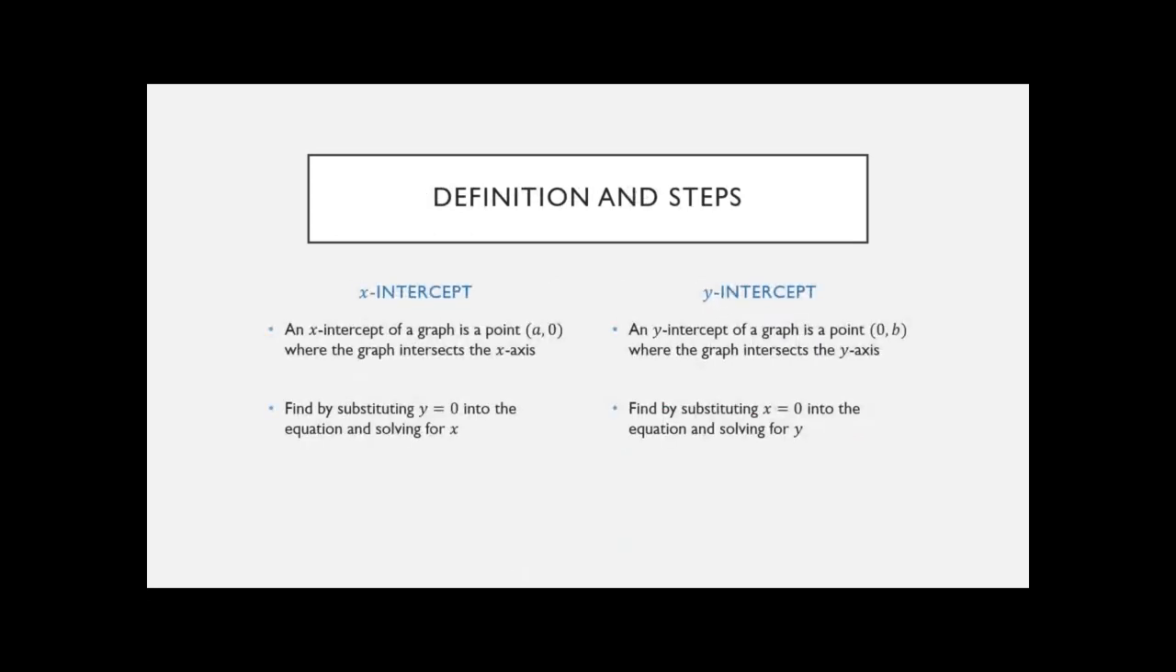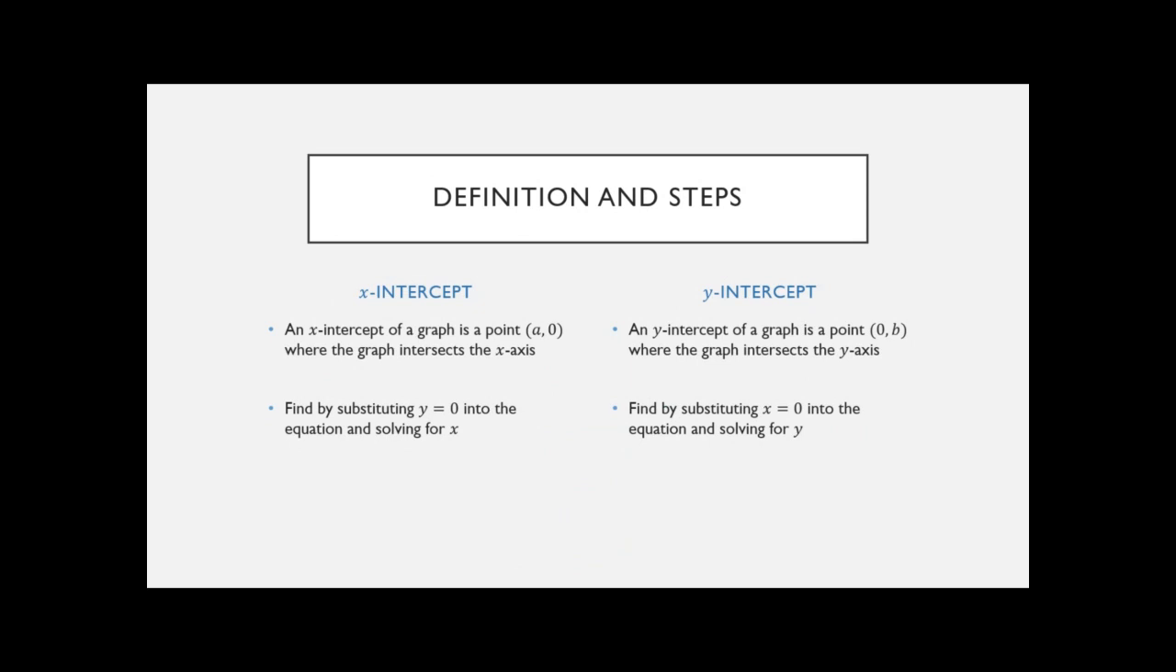So the specific definition of an x-intercept is that at some point (a, 0), the y value is 0, and that's where your graph intersects the x-axis. So to find the x-intercept, you replace y with 0 and then you solve for x, because y is equal to 0 at that point.